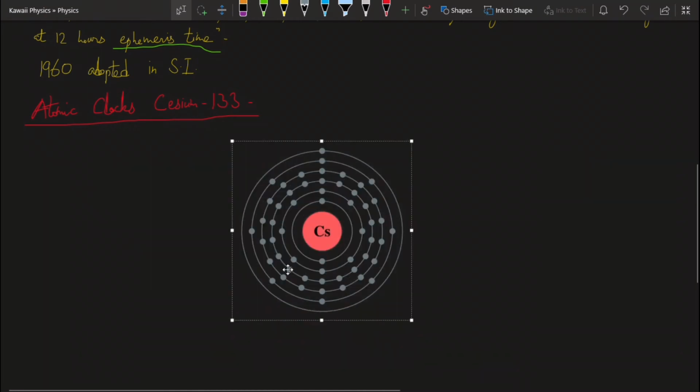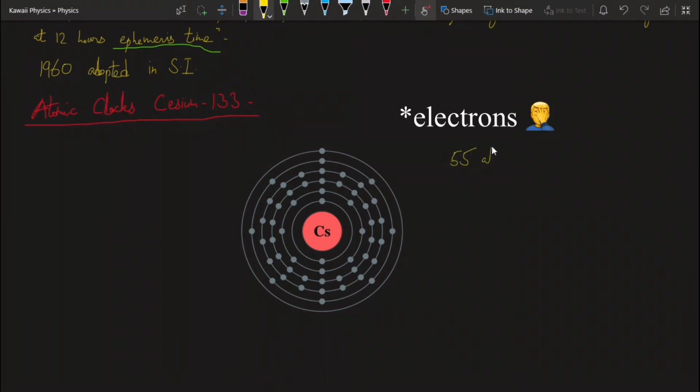We have cesium here. Cesium has 55 electrons. The 54 electrons are in a stable electronic configuration, in stable orbits, but the one electron in the outermost orbit is only one, and that is this one. Because of that one electron, and the stability of the Cesium-133 atom, we chose it as the means to calculate time.